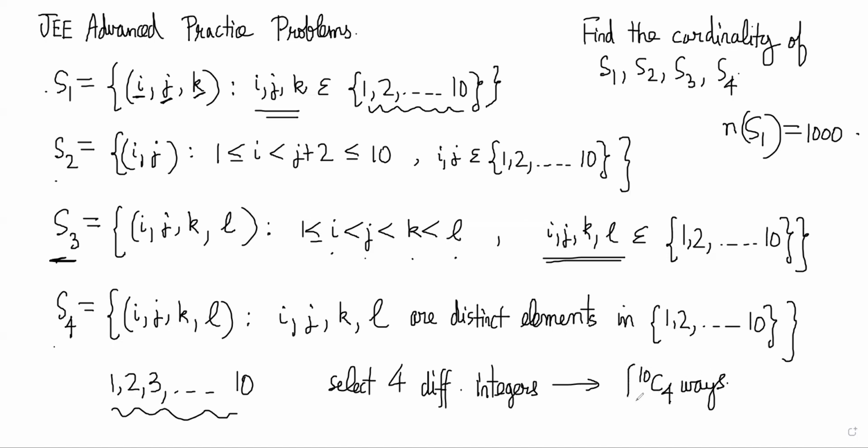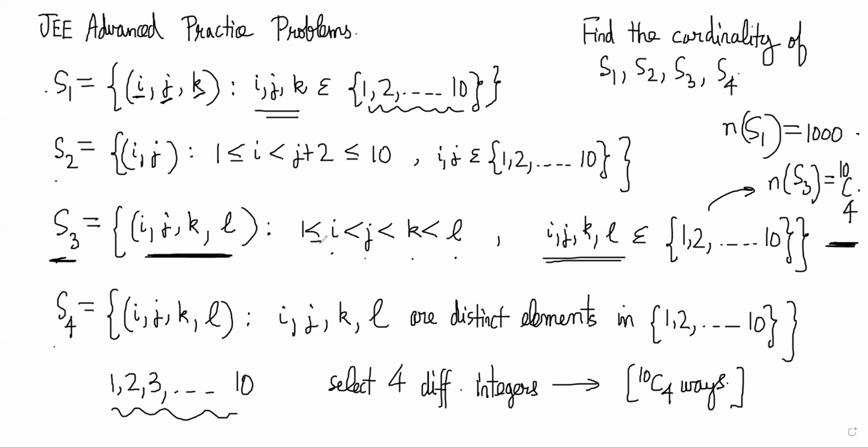So for each of these 10C4 ways, you get one ordered quadruplet, right? Because once you have selected four, you can always form a quadruplet, right? So this question is also pretty easy. n(S3) is simply 10C4, right?